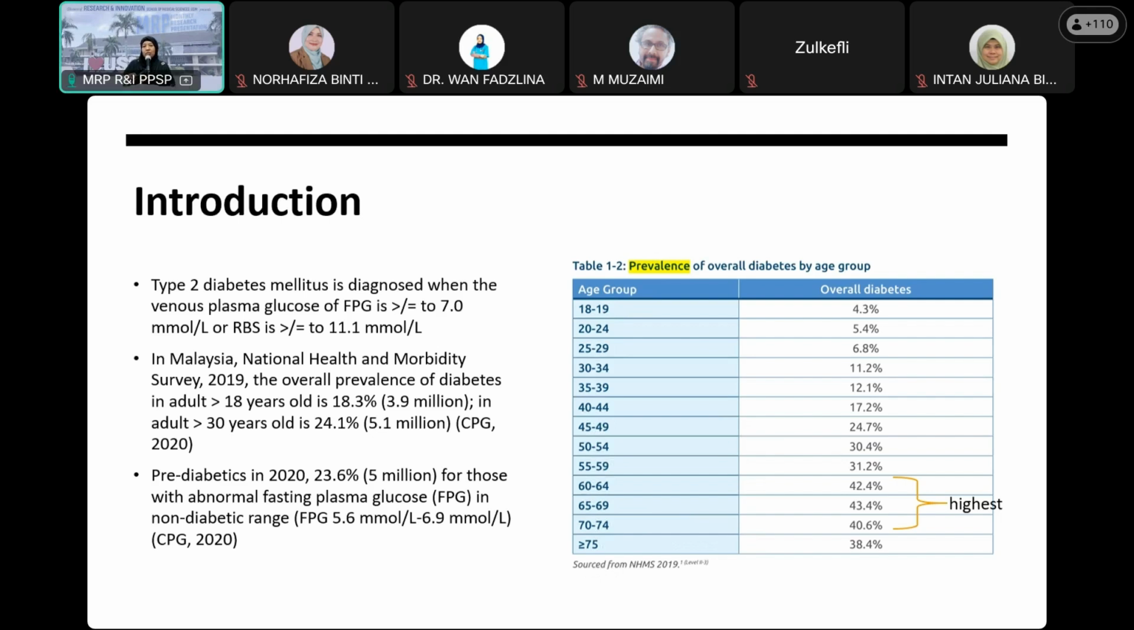In Table 1.2, you can see the prevalence of overall diabetes by age group. If you notice, the highest prevalence of 40 to 43% is in the older age of 60 to 74 years.